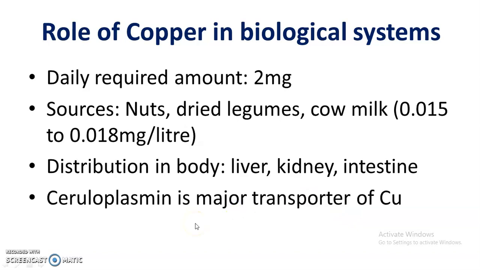Now the most important thing is ceruloplasmin. It is the major transporter of copper in the human body.